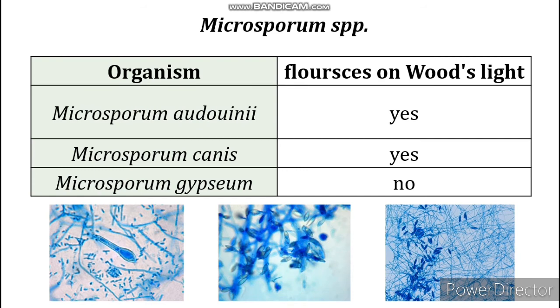Next, your Microsporum species, you have 3 clinically important species. You have your Microsporum audouinii, Microsporum canis, and your Microsporum gypseum. Now, anong tatandaan kay Microsporum species? Whether they fluoresce on the Wood's lamp or not. Take note that si audouinii and si canis, they fluoresce on the Wood's lamp, while si gypseum, hindi. Yun lang tatandaan nyo dito.